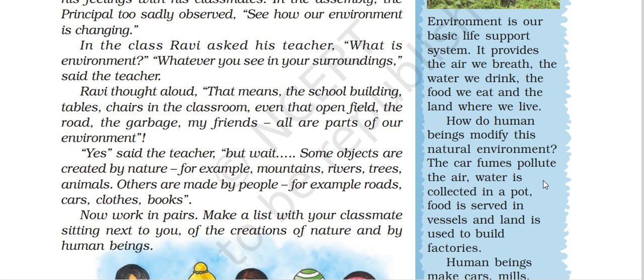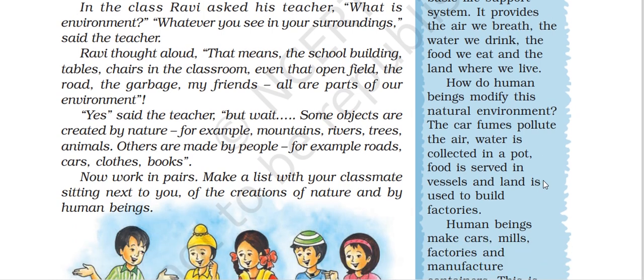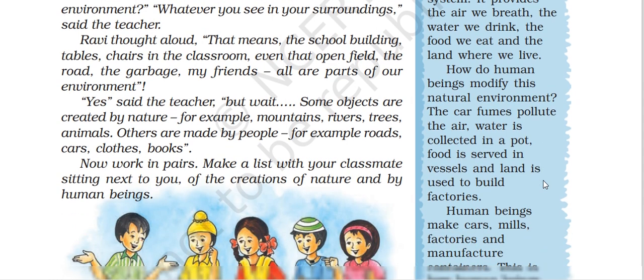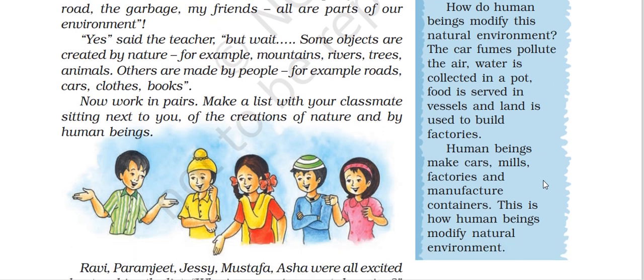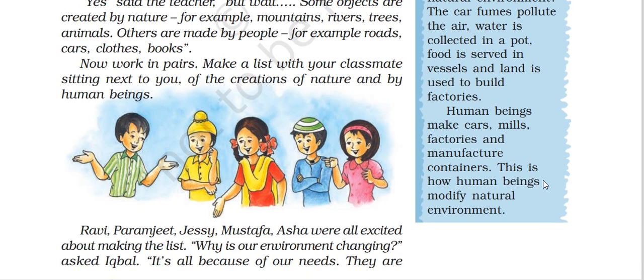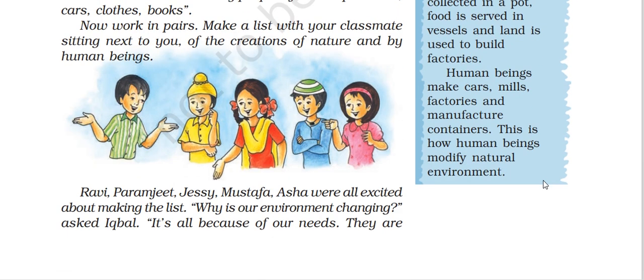Environment is our basic life support system. It provides the air we breathe, the water we drink, the food we eat, and the land we live on. How do human beings modify this naturally? The car fumes pollute the air, water is collected in a pot, food is served in a vessel, and land is used to build factories. Human beings make cars, mills, factories, and manufacture containers. This is how human beings modify the natural environment.